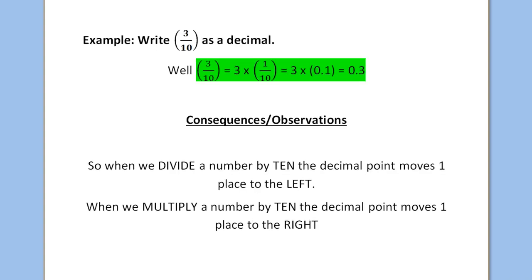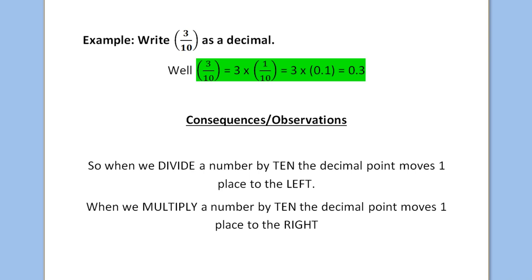Example, write 3/10 as a decimal. Well, 3/10 is 3 times 1/10. That's by the rules of fractions when you multiply fractions. And that's 3 times 0.1, which we've just discovered in the previous example, and that's 0.3.